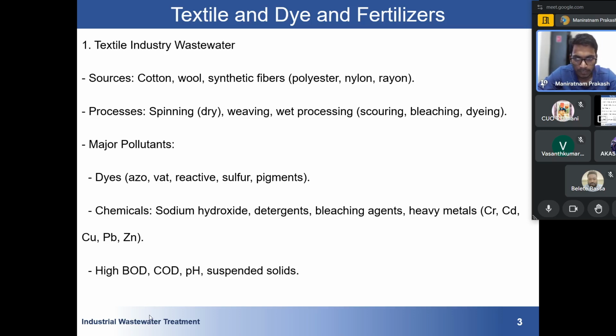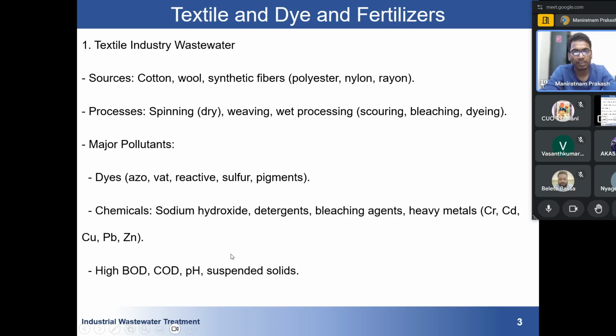Also, cotton and wool may contain a high amount of organic matter. As organic matter is present, there will be high COD and BOD, and pH changes will also be there. Suspended solids will also be there due to the presence of detergents, bleaching agents, and so on. Suspended solids can be due to many things, undissolved metals, or unfinished cotton or wool. These are the few problems which arise due to the textile industry.